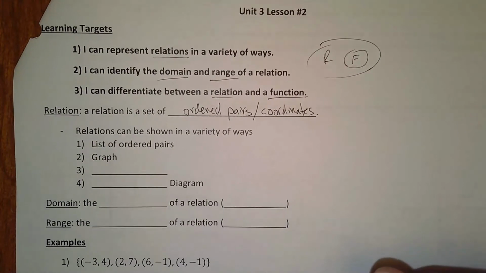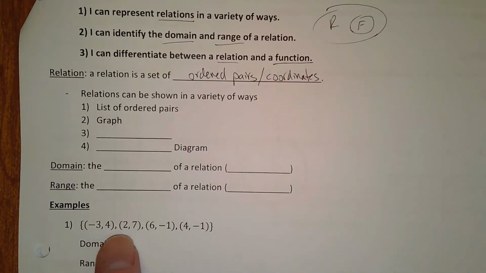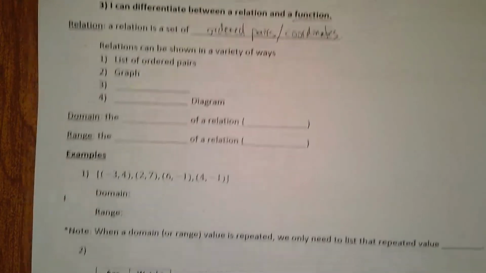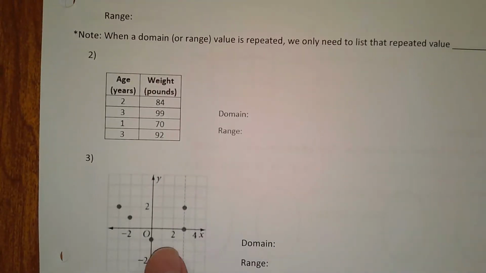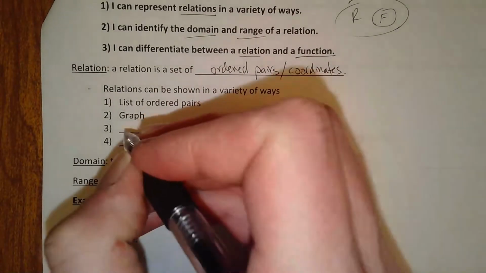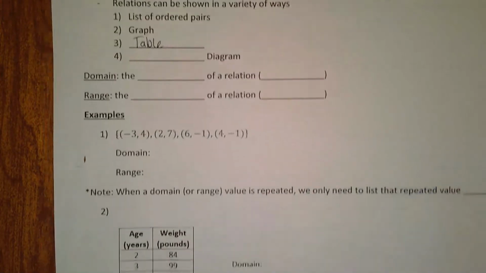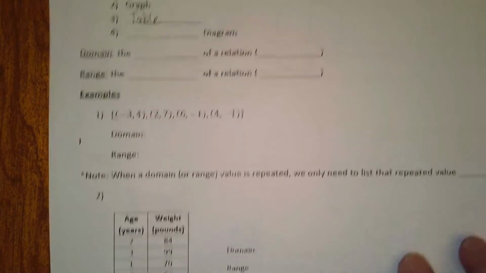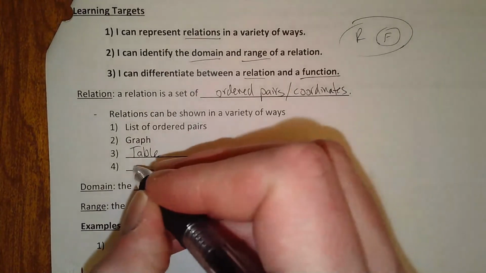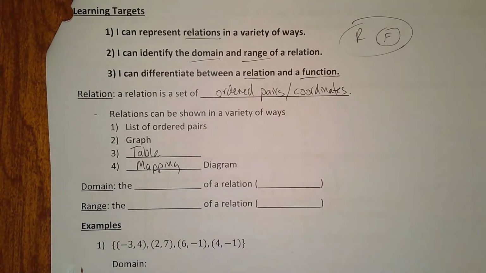Relations can be shown in a variety of ways. You can list them as ordered pairs, which would be number 1 right here. We could do it as a graph, which would be down here like number 3. We could also do it as a table, which would be like number 2 down here. And then the last one would be a mapping diagram, which is going to be on the back. We'll show you one of those in the back.